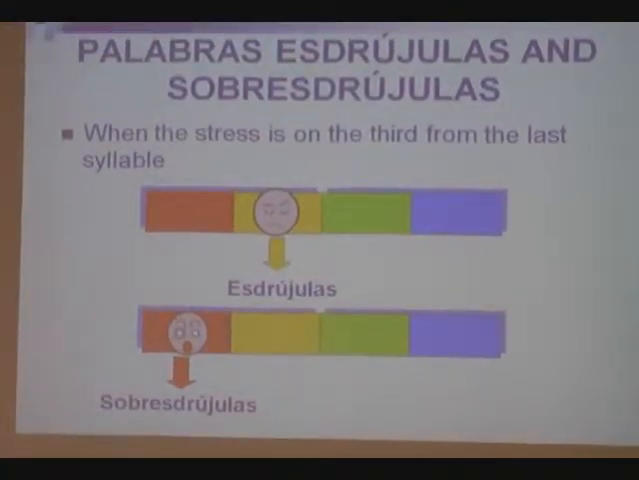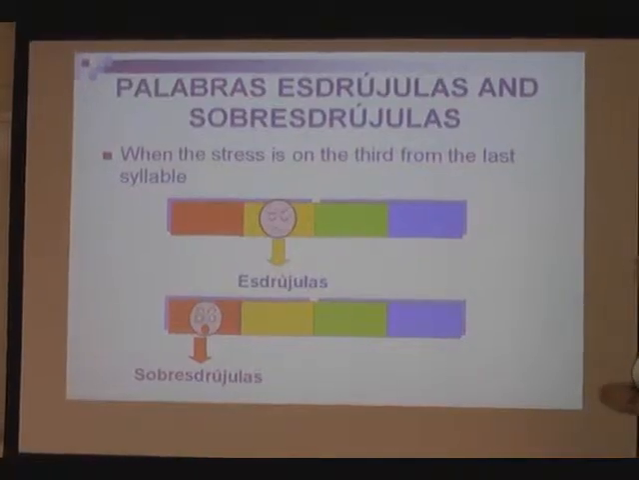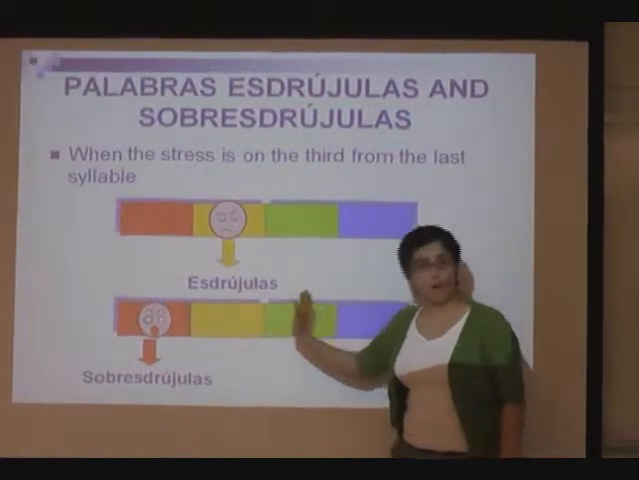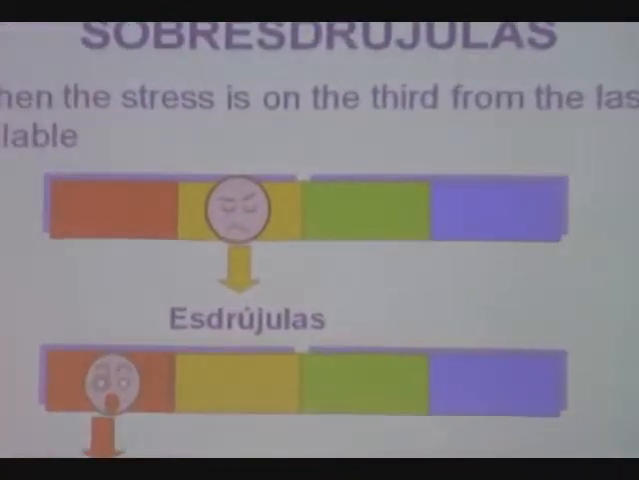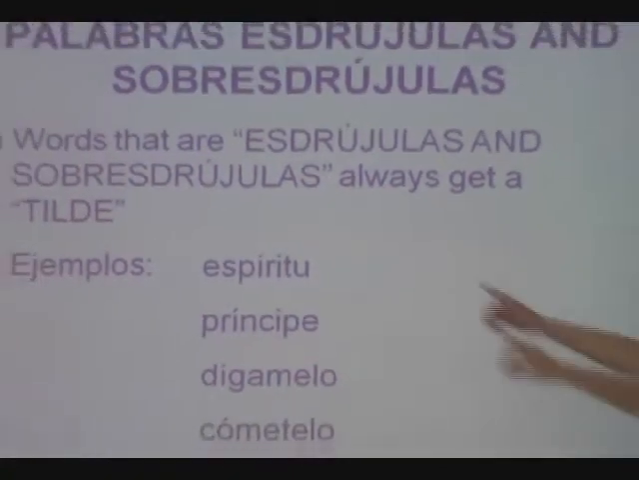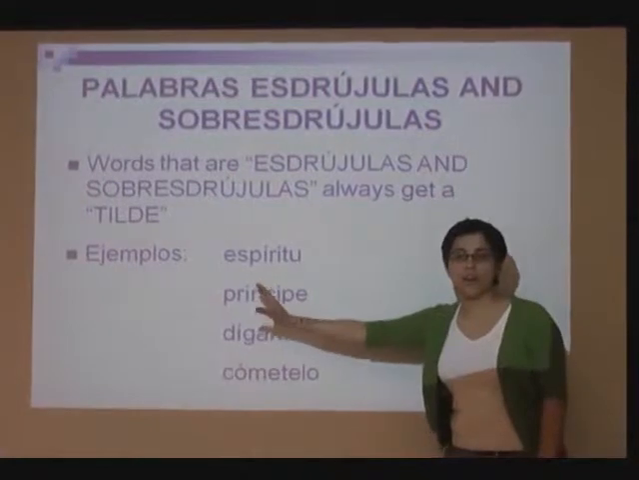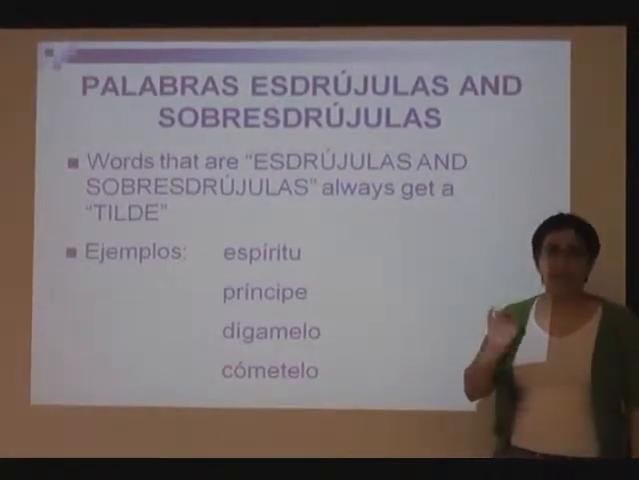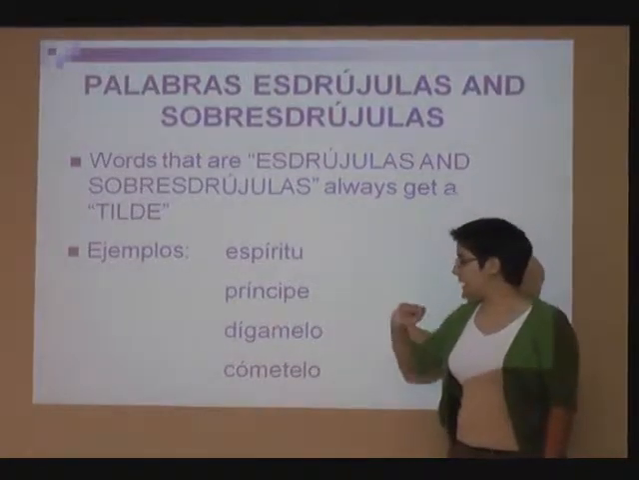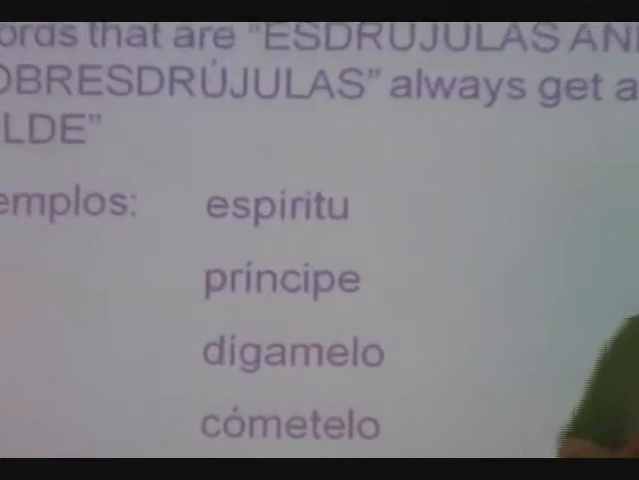Now, las palabras esdrújulas y las sobreesdrújulas. When the stress is on the third from the last syllable, esdrújulas, or beyond. When do they get a tilde? If the stress is on the third from the last or beyond, they always get a tilde. Espíritu, príncipe, dígamelo, cómetelo.